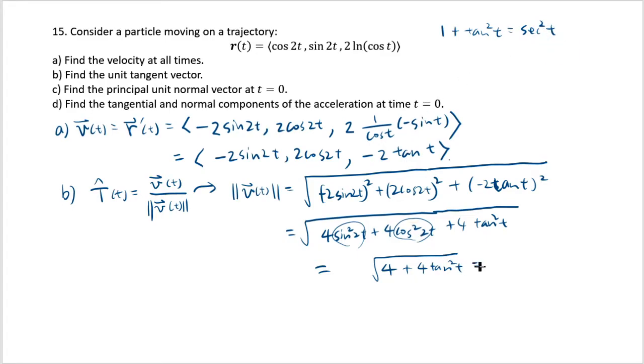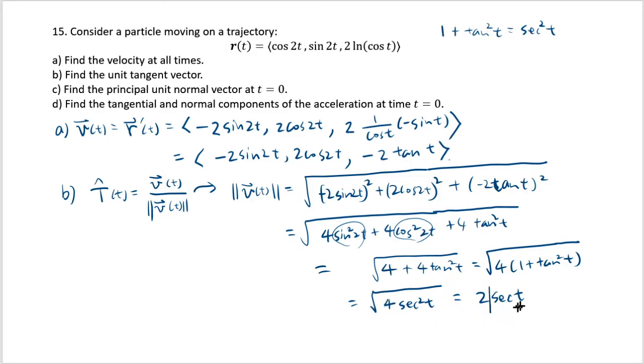Okay, so that gives us, if you factor the 4 out, the square root of 4 times 1 plus tangent squared of t, which is the square root of 4 times secant squared of t. Then the square root of 4 is 2, and the square root of secant squared is just secant of t. Now there is a little bit more to do here. Since square roots only produce positive values, you should really put an absolute value here. So that's a minor point.